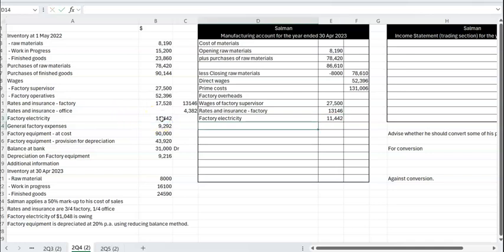Again, I'm sure you wish that the exam was on a spreadsheet. Unfortunately, it's not. General factory expenses, and remember that's got that one we added, that 1048 on there. And then we've got that depreciation on factory equipment. Again, press pause, just catch up.